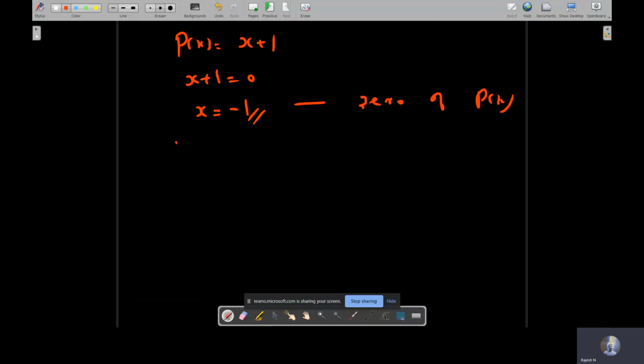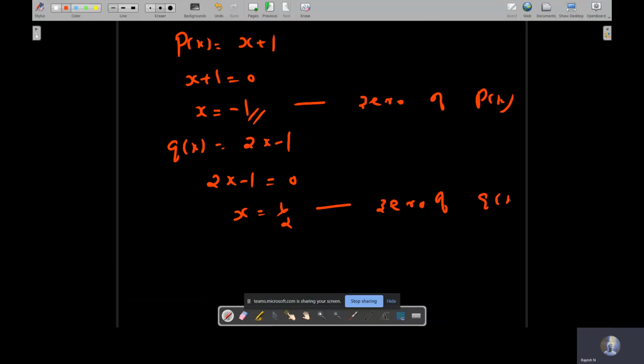Then, how to find out the zero of a polynomial? Suppose p of x is equal to x plus 1. You get x plus 1 is equal to 0. So here x is equal to minus 1. So this is a zero of p of x. Now I am taking another polynomial q of x. Q of x is equal to 2x minus 1. Here what you have to do? 2x minus 1 is equal to 0. X is equal to 1 by 2. This is what?